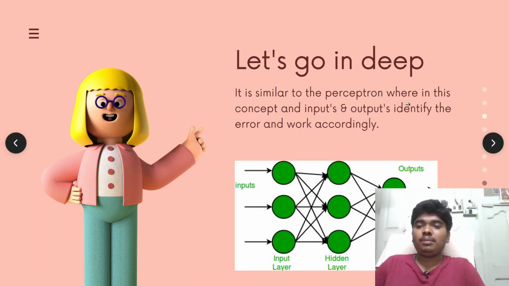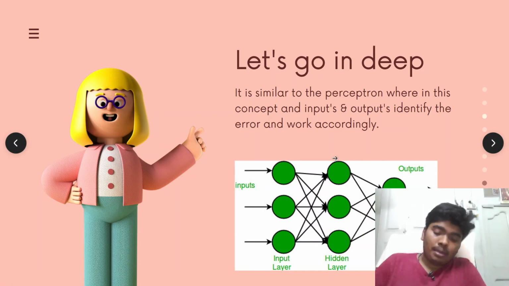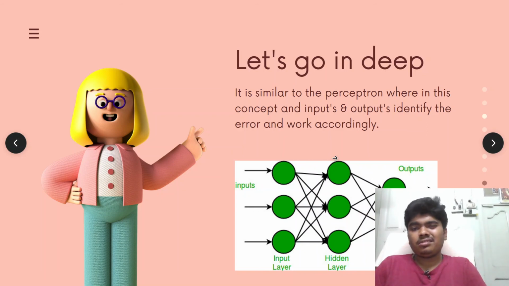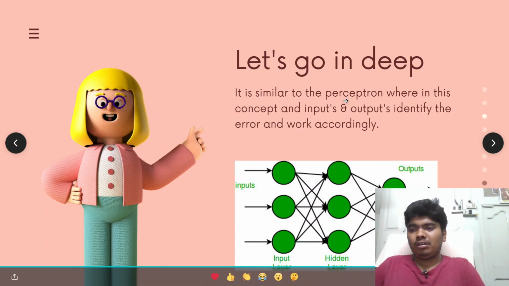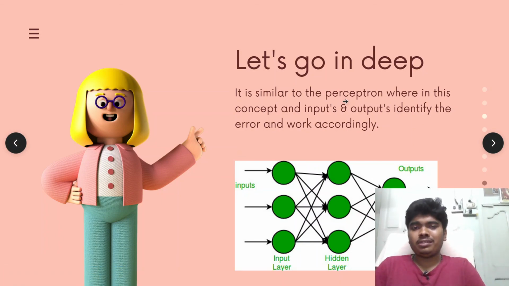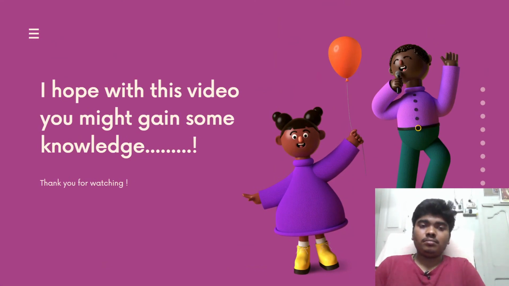It is similar to the perceptron, where in this concept inputs and outputs identify the error and work accordingly. This is a diagrammatical representation of a multi-layer perceptron, and in this also the weight changing functionalities will occur if required, but most probably the outputs from this multi-layer perceptron are better than those of a single layer perceptron. So I think this made some sense.